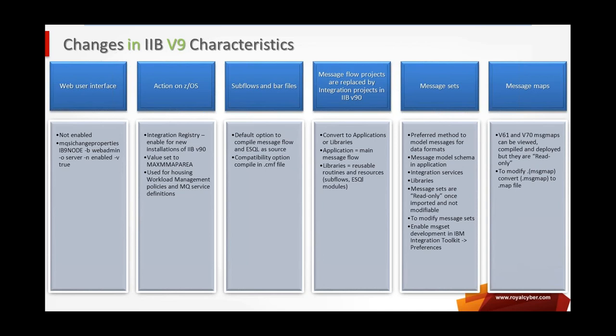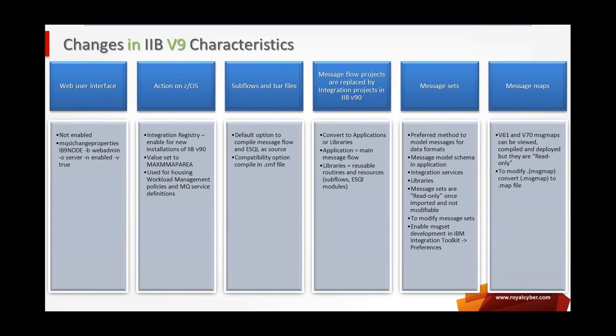One of the new features in IIB 9 is the integration registry, which is very good. By using the integration registry, you can use MQ services, database services, and workload management. But by default, on Linux, this functionality is not enabled. You have to enable it on the Linux operating system platform, and you also have to set the environment variable max_map_count, and that's how you can enable your integration registry on Linux.